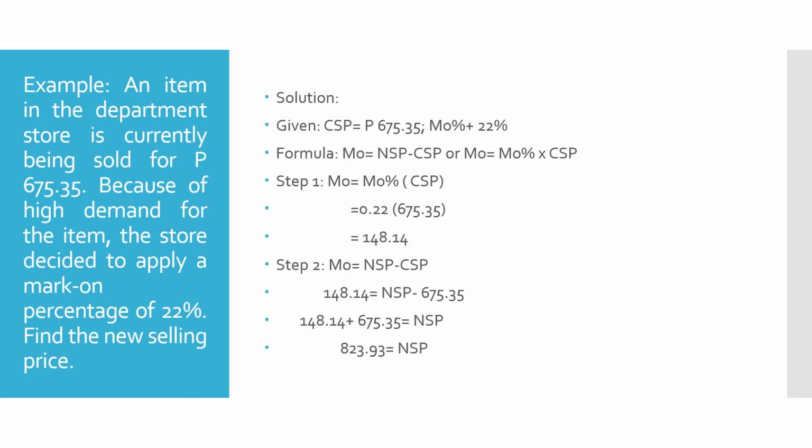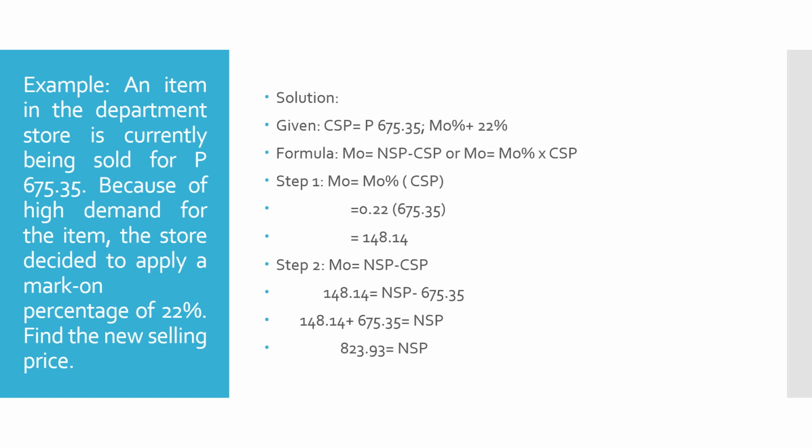Now, pagsamahin natin yung like terms. In this case, yung 148.14 saka yung 675.35. So, from the negative, punta sa kabilang side, magiging plus 675.35. So, when you add 148.14 plus 675.35, your new selling price is 823.93.